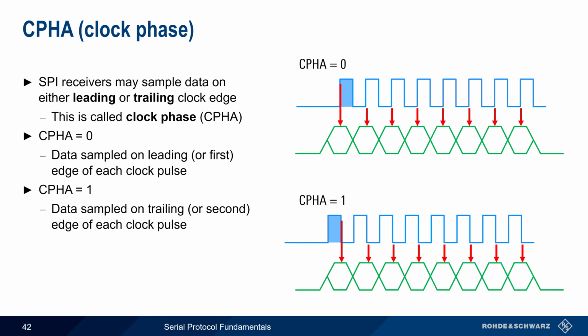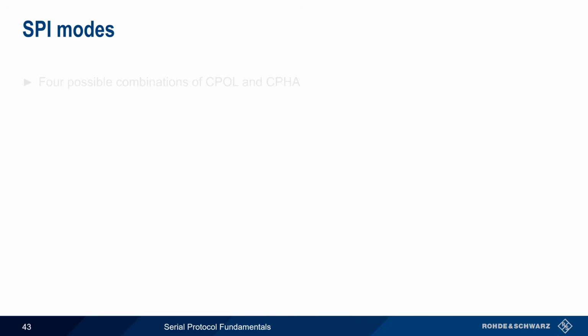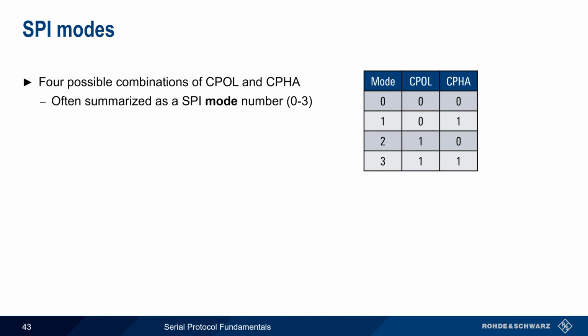In both of the examples here, the clock signal has polarity 0, that is, the clock is idle low. Two types of clock polarity and two types of clock phase yields four possible combinations. These parameters are often summarized as a single number, 0 through 3, which is called the SPI mode. As you might imagine, all interconnected SPI devices must use the same mode.